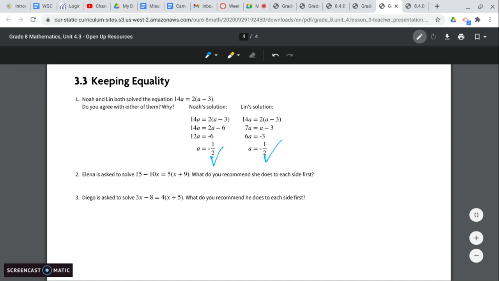So sometimes there's more than one way to solve a problem, especially when we have cases like this where the distributive property is involved, because sometimes you can divide it out right away. Other times it works best to distribute it. It just depends sometimes on what your values are. So both are correct.